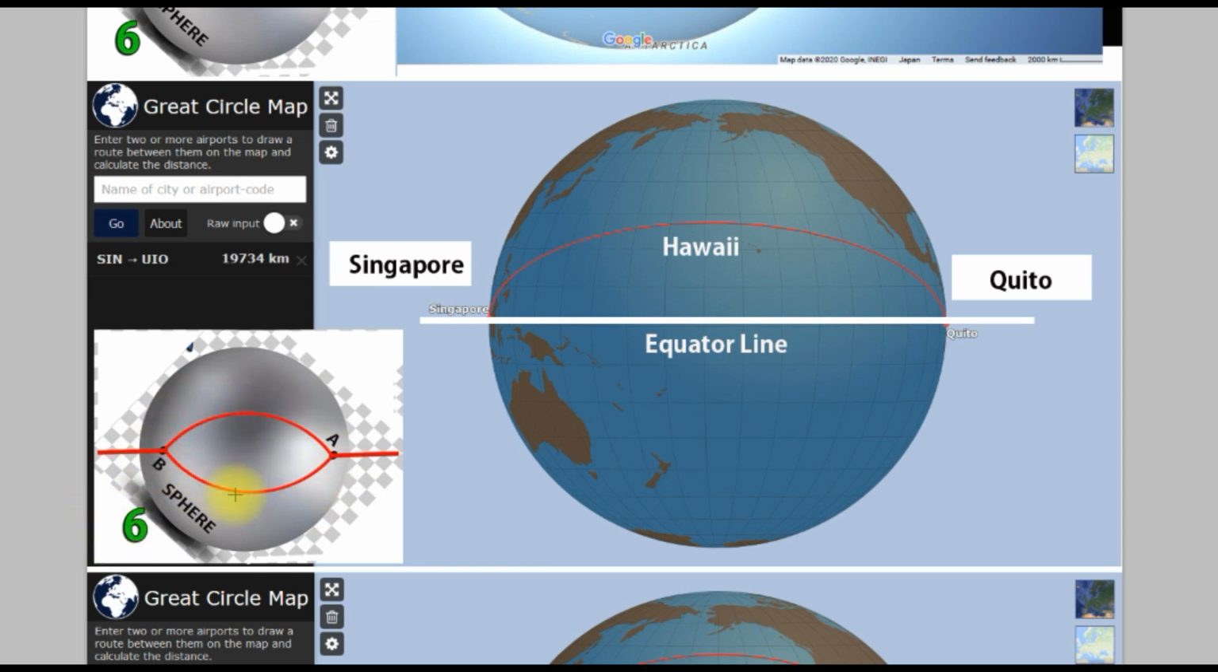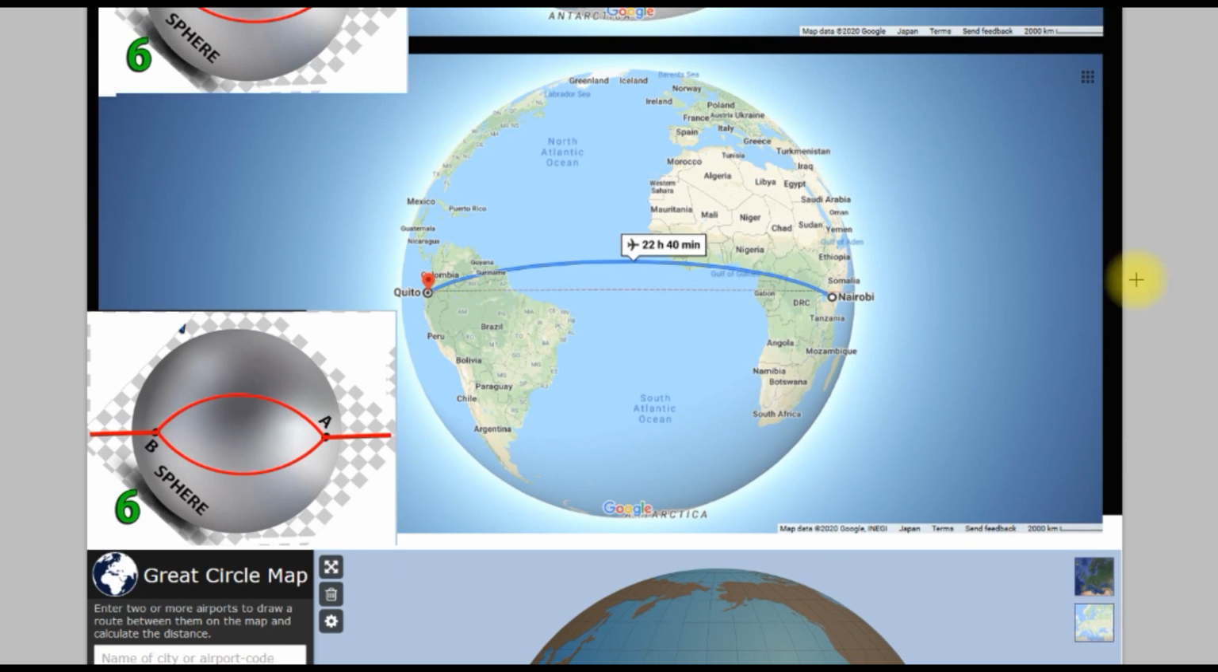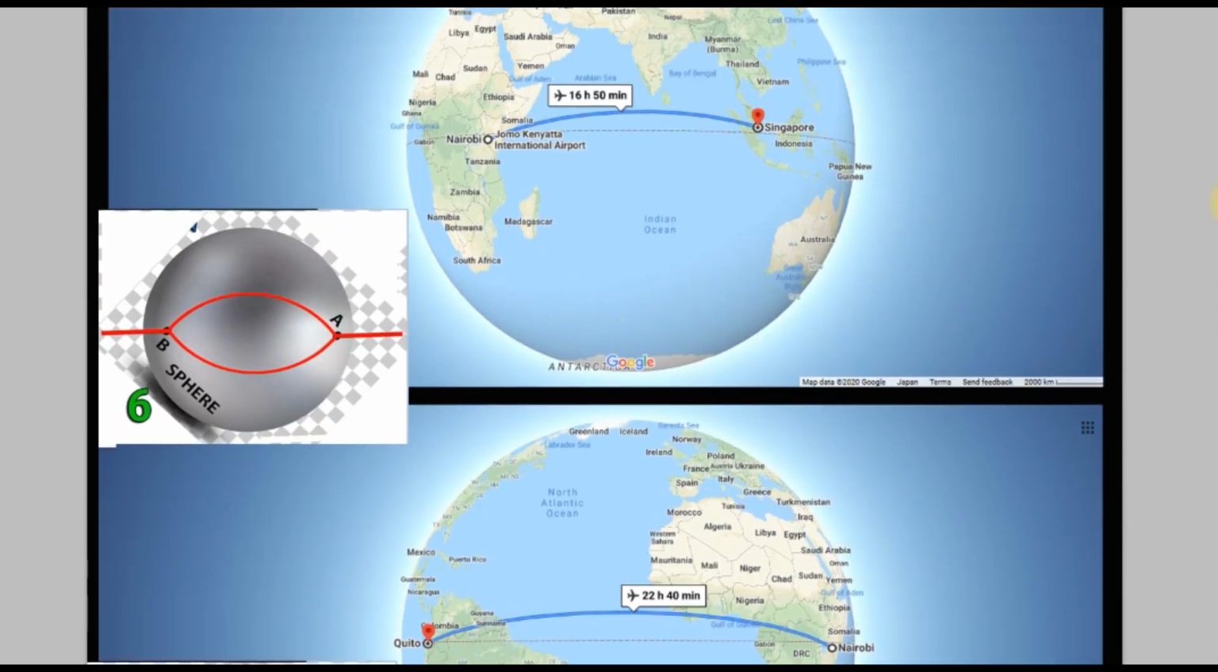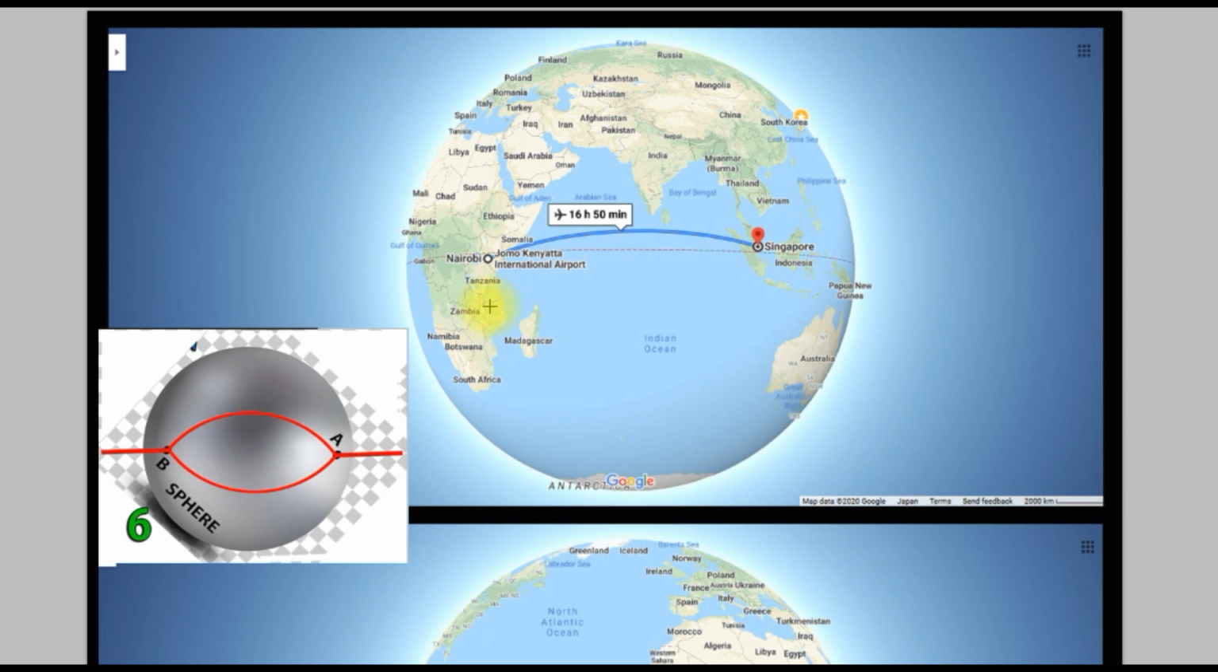If I switch sides here, it wouldn't matter. It's still the same distance, but you will not observe this on Earth. They will always arc north like this. And this is one flight, Singapore to Quito. This is another one that I got from Google Maps, Quito to Nairobi in Africa, arcing north. And the third one, also from Google Maps, Nairobi to Singapore.